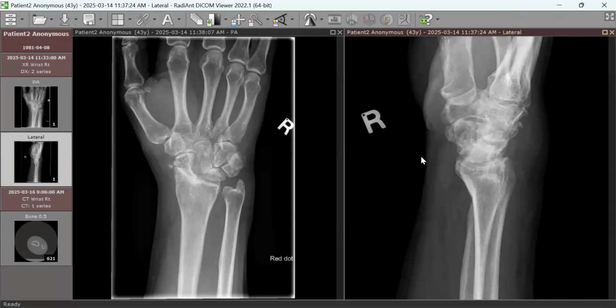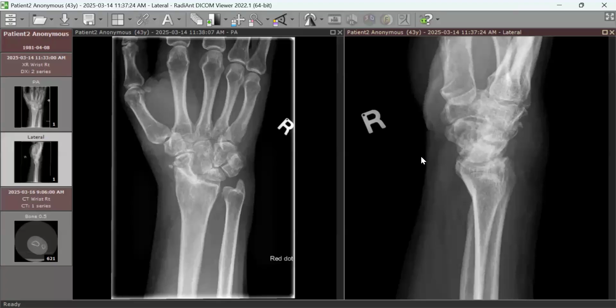Okay. Sorry about that. So the history is: a 41-year-old male presented with a fall on an outstretched hand, has bone tenderness at the distal radius, and they're wondering if there is a fracture there. Okay, this is a frontal and lateral radiograph of the right wrist. About 43 years old, right, Doctor? 41, yeah. No problem.